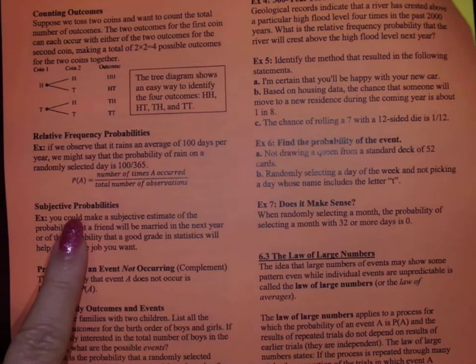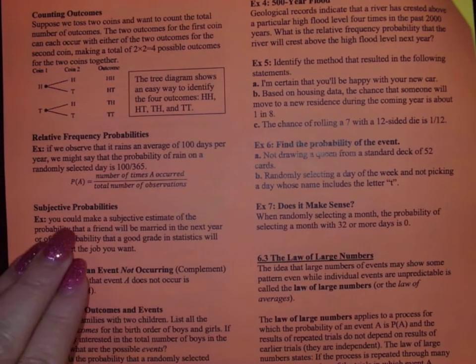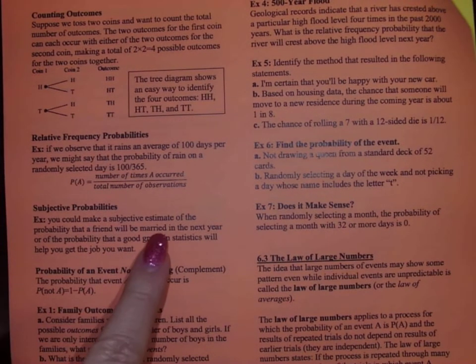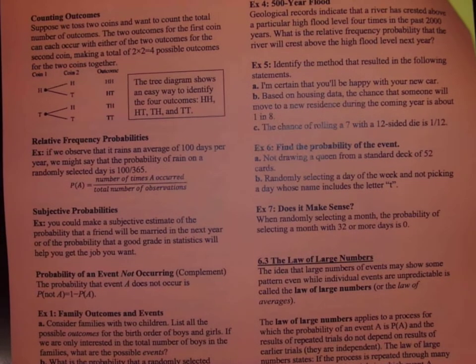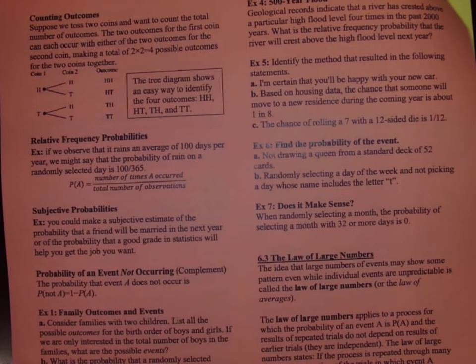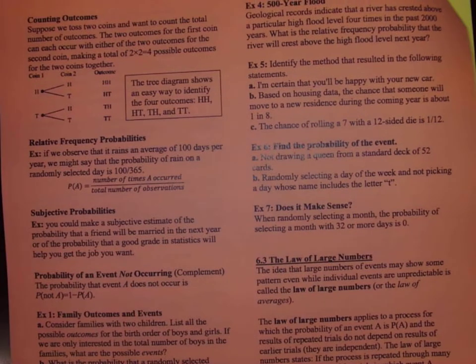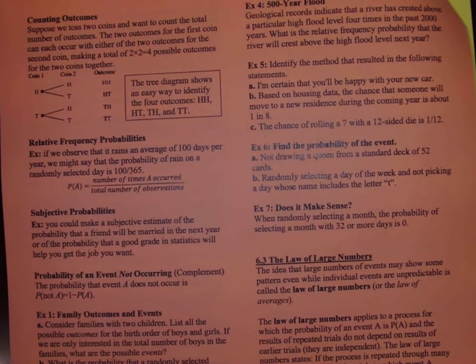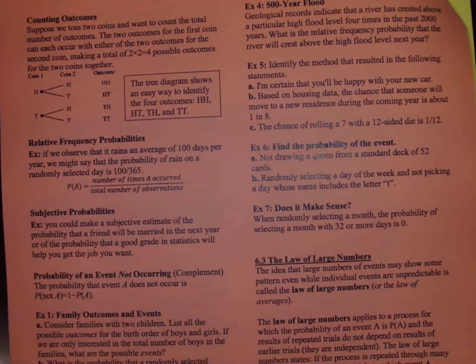All right, so subjective probabilities. For example, you could make a subjective estimate of the probability that a friend will be married in the next year, or of the probability that a good grade in statistics will help you get the job you want. So it's kind of an intuition, opinion kind of thing, right?